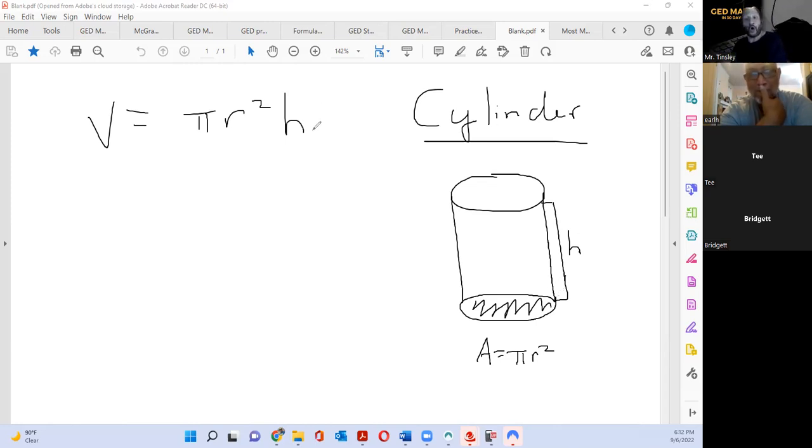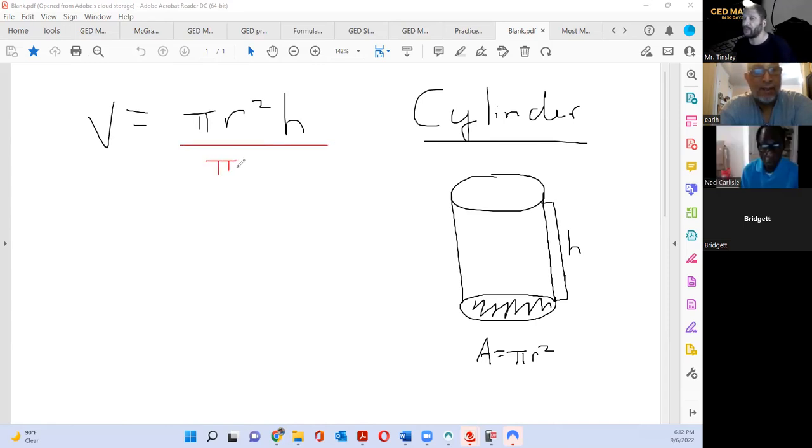So if you want to solve again for r, what two variables do we need to get rid of first? If we want to get r by itself, what two variables do we need to get rid of? The h and the pi. Because we're multiplying, we're going to divide. So we divide both sides by pi times h, and whatever we do on one side, we do on the other. So then we bring it down. We get volume divided by pi times h equal r squared, because the pi's cancel and the h is canceled. So now we're left with r squared.